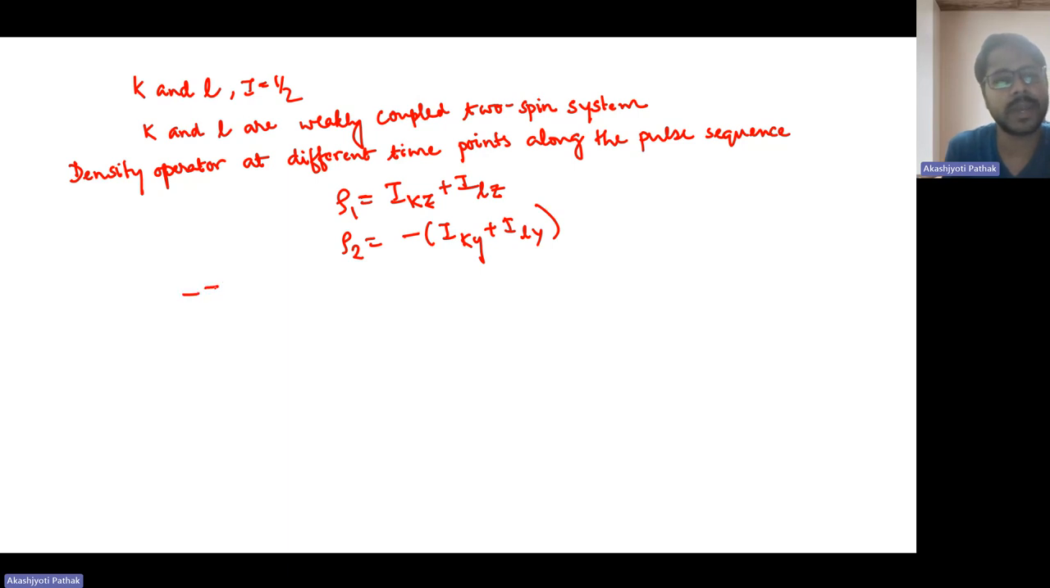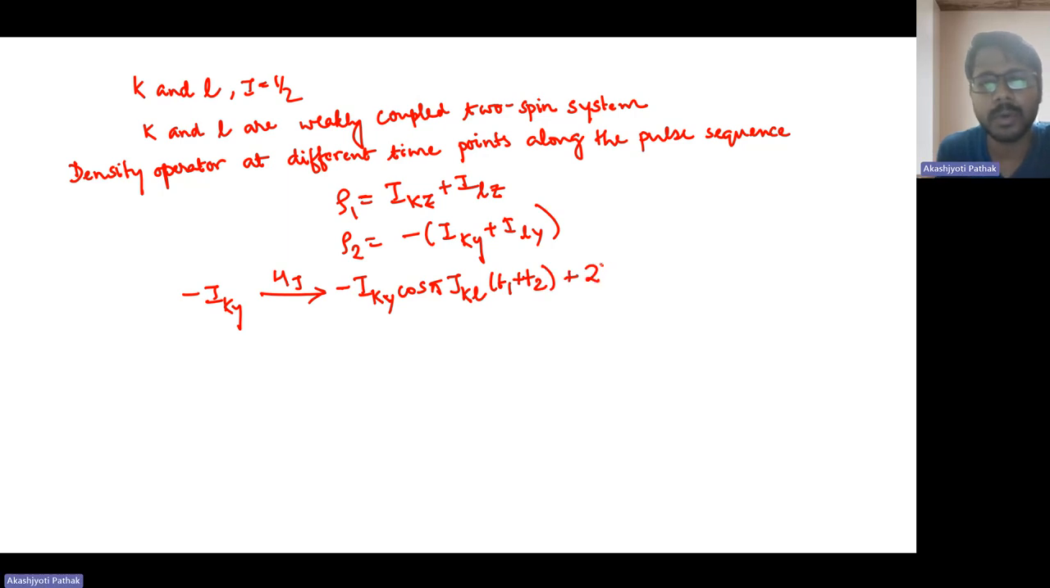If you solve this, what you will get is minus I K by Hamiltonian of this will give you what? Minus I K Y cos pi J K L (T1 plus T2), right? And then you will get what? 2 I K X I L Z, and sine pi J K L (T1 plus T2).